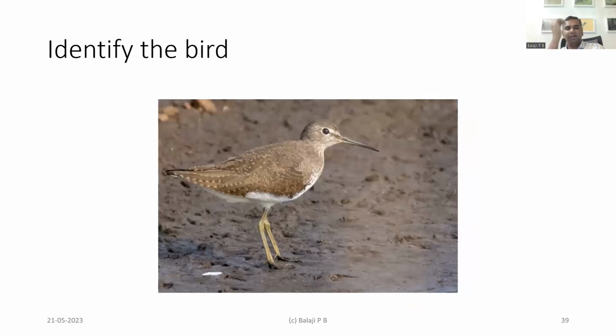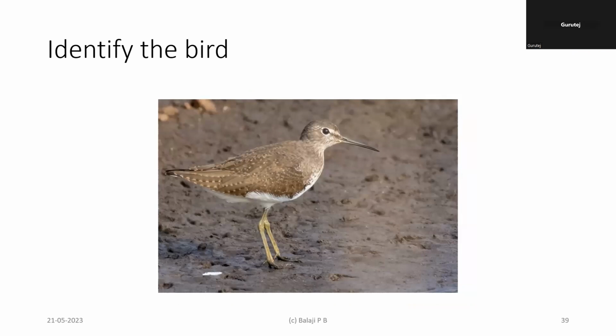So we come to this bird. Whether it's a green plover or sandpiper. Sandpiper. So it has a relatively longer beak, right? So it can't be a plover. Green sandpiper.